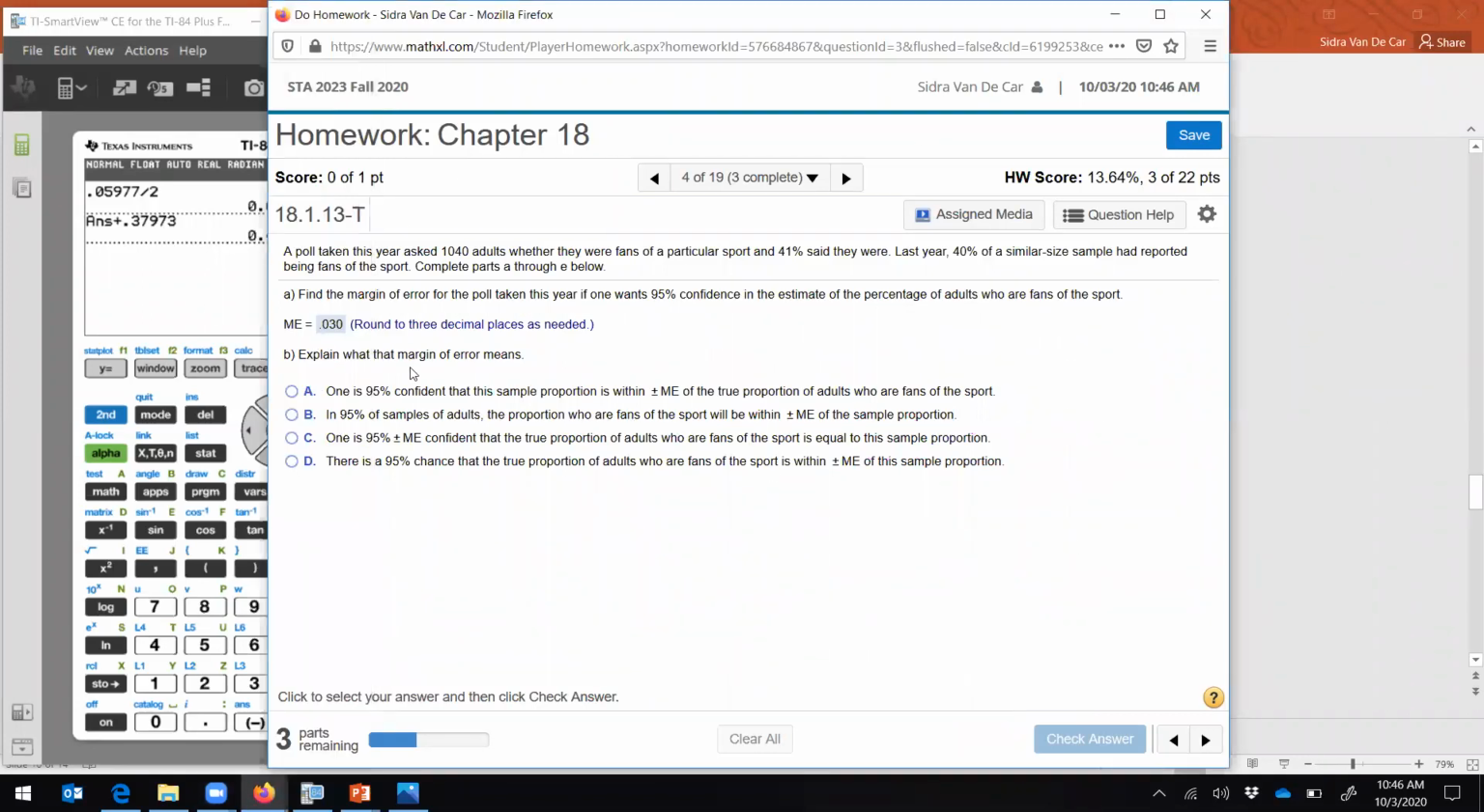All right, explain what the margin of error means. So that's how far away from that actual sample proportion we got, right? So let's see what these sentences say.